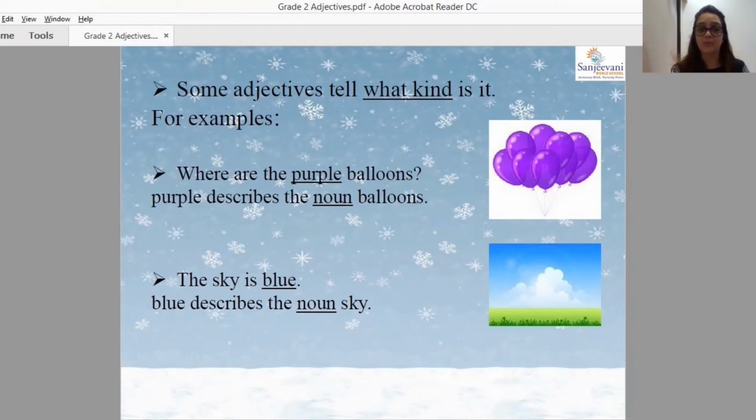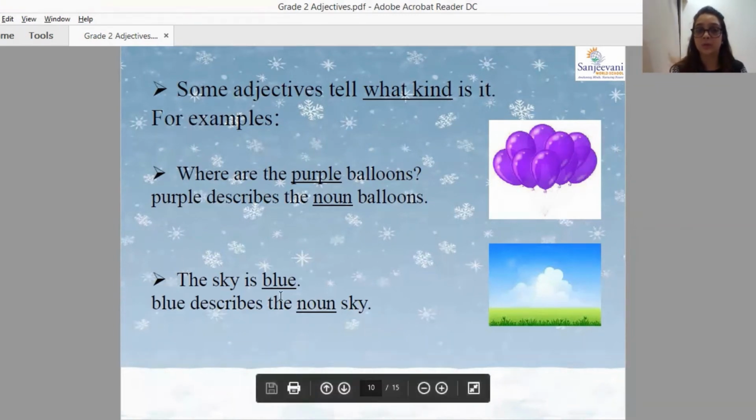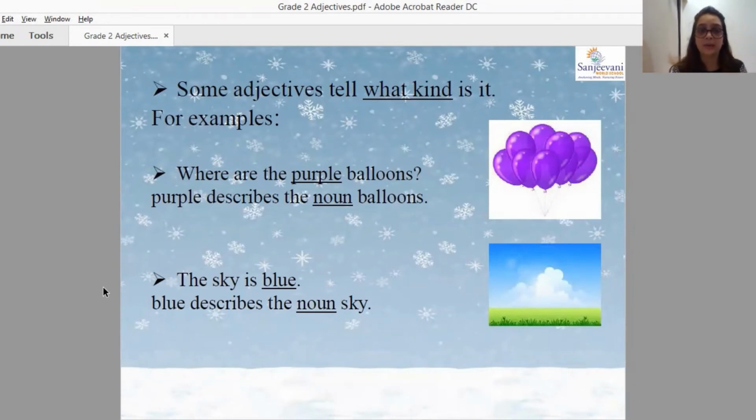The next example is the sky is blue. Now over here, if you notice, the word sky is before the adjective, right? But it describes the sky. It is telling more about the sky. So over here, the sky is blue. So the color blue is describing the noun. It is describing the noun. Okay.